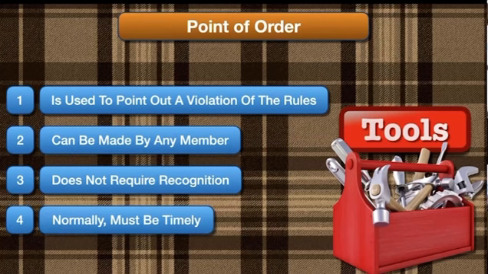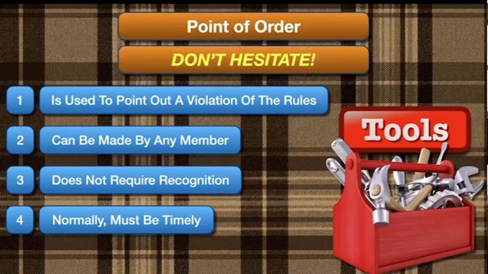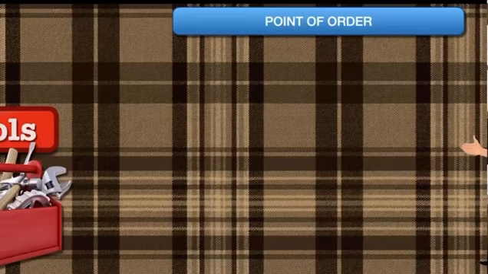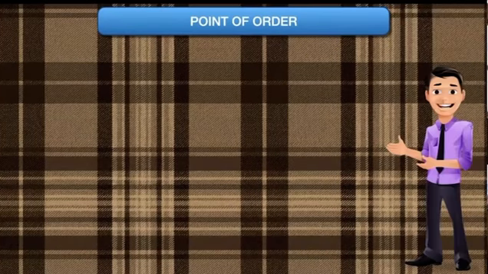So most points of order must be timely because they just dissolve afterward. It's like the assembly allowed it to happen. No one said, hey, this is against our rules. So there's nothing you can do about it. You have to do it at the time. So don't just sit on your hands and say, this doesn't seem right. Raise that point of order. Don't hesitate to make points of order. So we'll look at what that looks like in a meeting.